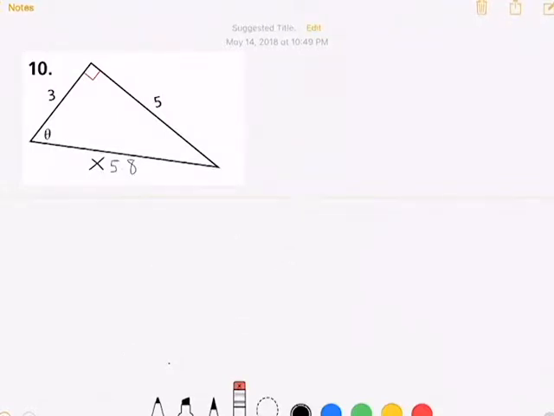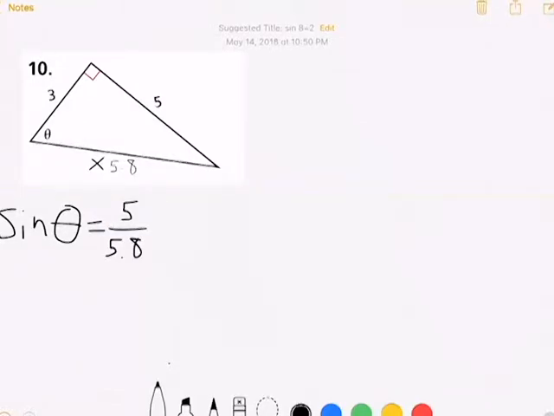First we're going to go ahead and find sine of this triangle. So sine of theta equals, and then you just want to look at your SOHCAHTOA to find what sine is. So sine equals 5 over 5.8. That is the sine, and then you just punch that into your calculator. You go 5 over 5.8, which is 0.86 rounded.